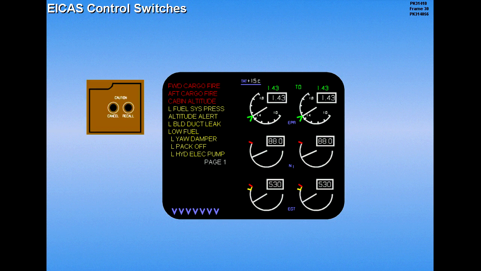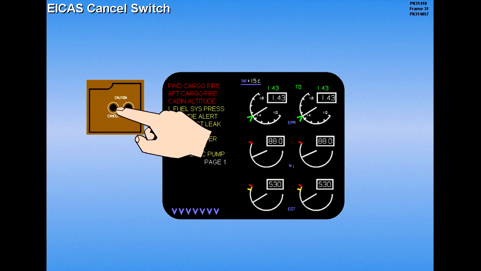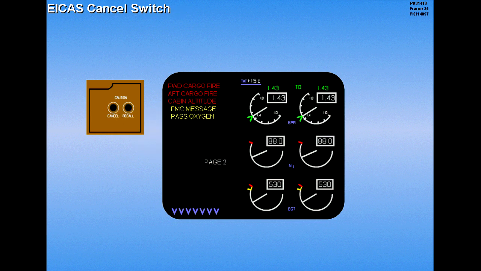Two control switches for the alert message list are located to the left of the upper EICAS display. Pressing the Cancel switch removes the existing caution and advisory messages and displays the next page if available. The warning messages cannot be canceled, however, and are carried over from the previous page. When the last page is displayed, pressing the Cancel switch removes the caution and advisory messages.